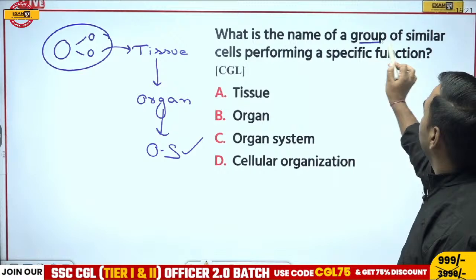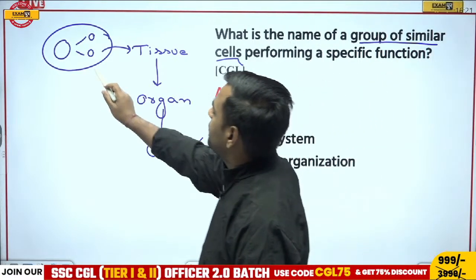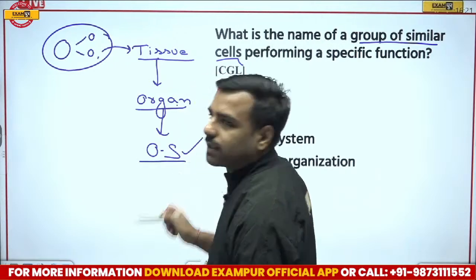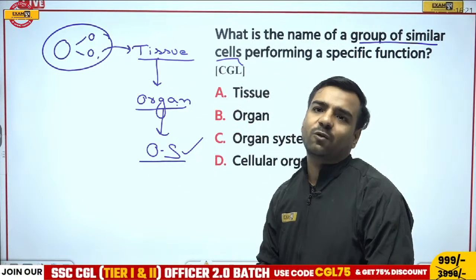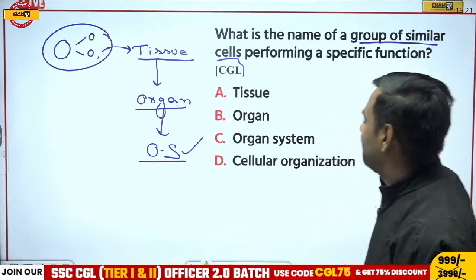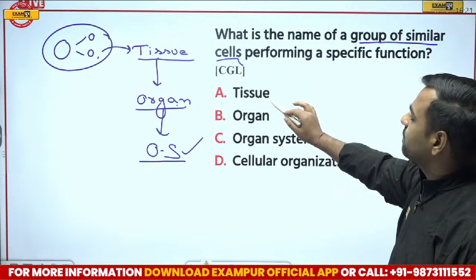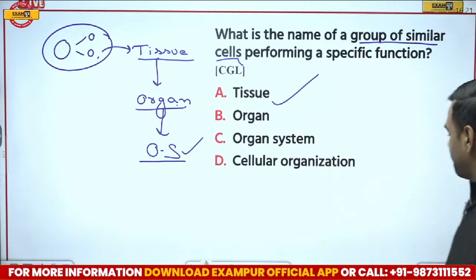So just have a look. What is the name of a group of similar cells? So the group of similar cells will form tissues. Group of tissues will form organ. Group of organs will form organ system. That is your whole body, whether it is of Gobinath, Vikram or Deepmani's. Okay. So here, what is the correct answer? Group of similar cells performing a specific function is what? That is tissue. Simple. Next.